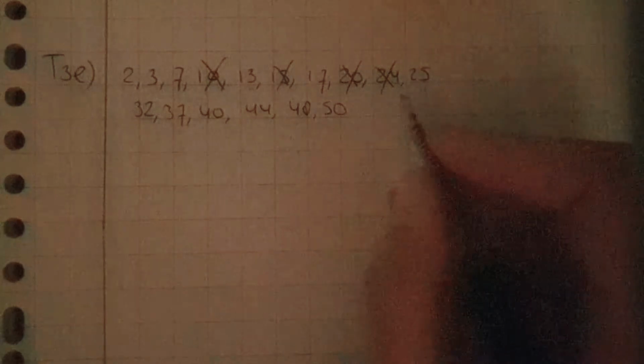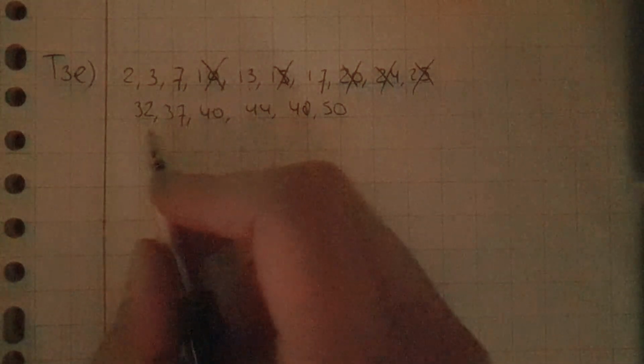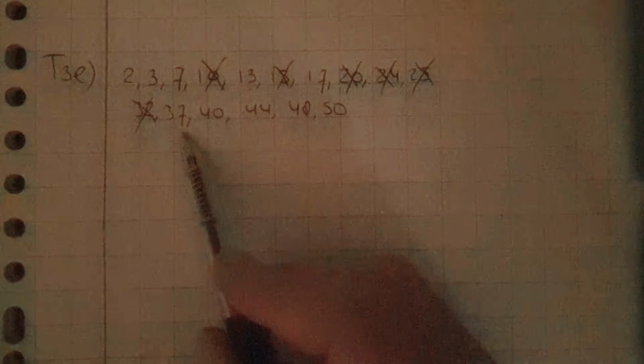24 also I can divide by 4 and 6 and 2 and 8 and 3, so no, absolutely not a prime number. 25 I can divide by 5, so not a prime number. What about 32? I know my tables really, really well, so I can divide by 4 and 8. That's just an example also. 2, so no. What about 37? Let me think about it. I can't divide it by 2, I can't divide it by 3, I can't divide it by 5.